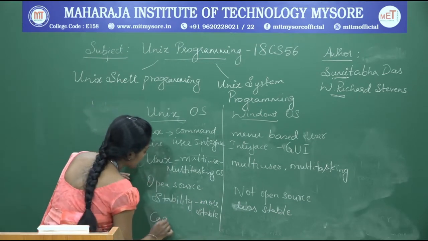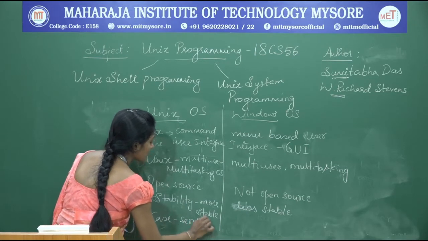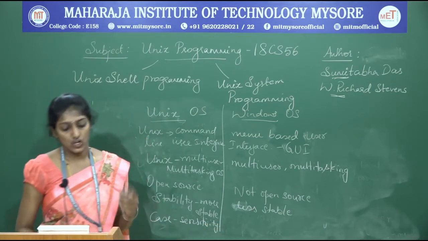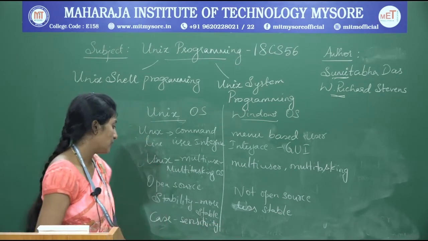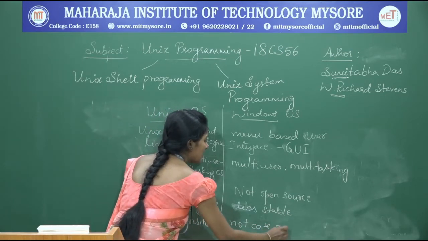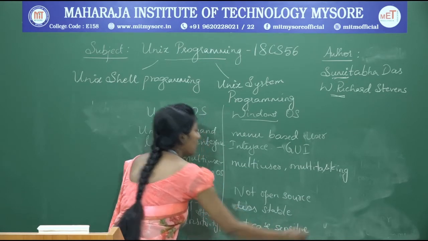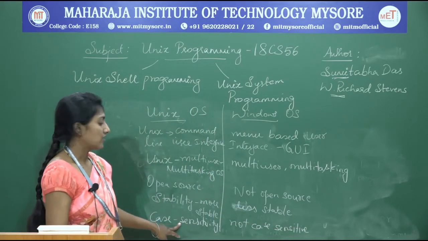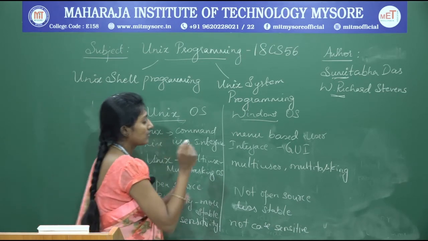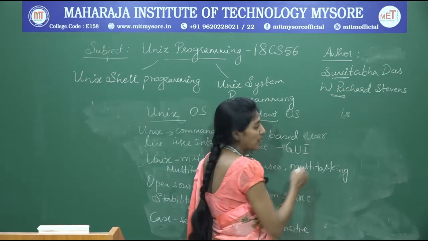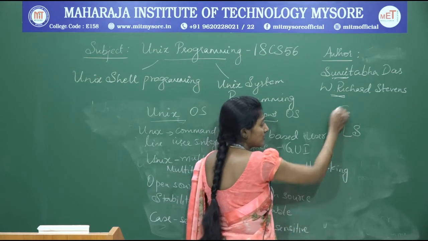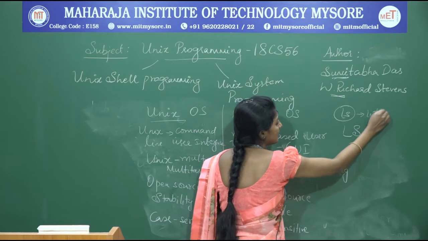Next is case sensitivity. Yes, of course, the Unix operating system is case sensitive, whereas Windows is not case sensitive. So what does case sensitive mean? While executing a command, let me consider one simple command, the ls command. You can't execute it with capital letters, that is L and S. This ls command is basically used for listing the files.